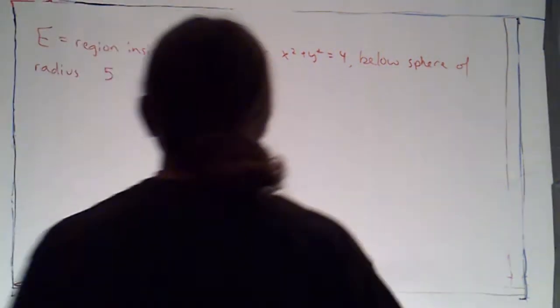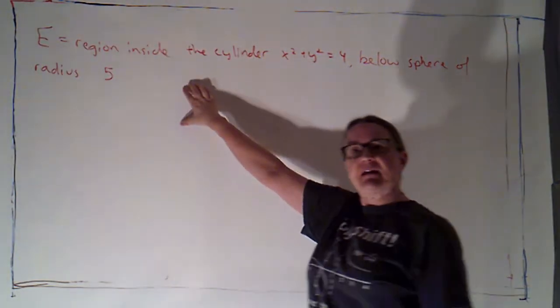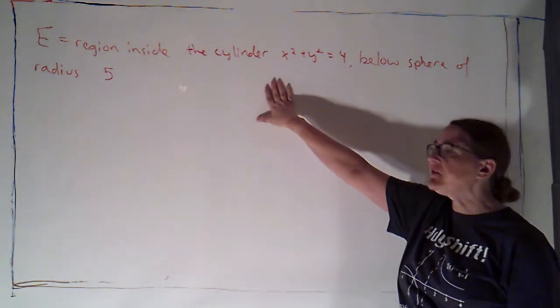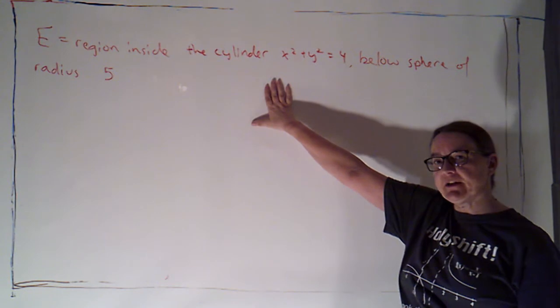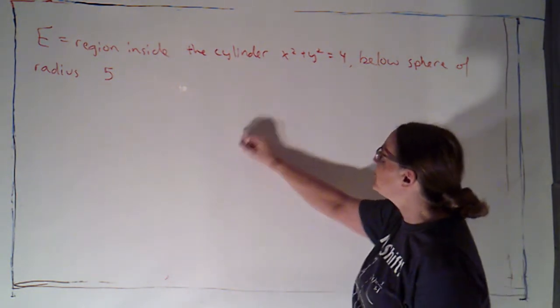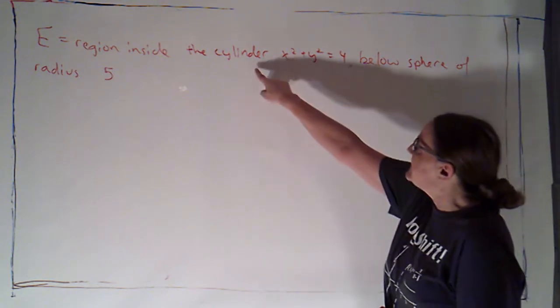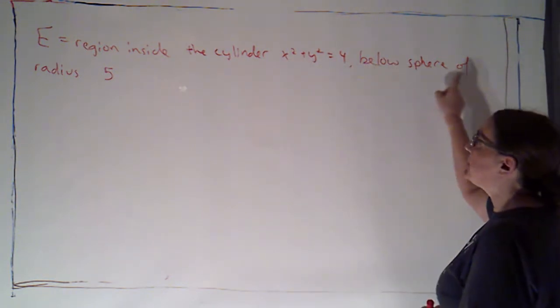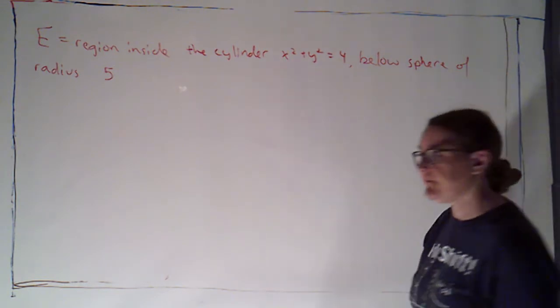All right, here I've described another region. I want to do the same thing we did in the last video, which is to set up but not evaluate an iterated triple integral or integrals to find the volume of this region. So it's inside of the cylinder, x squared plus y squared equals 4, but below the sphere of radius 5.